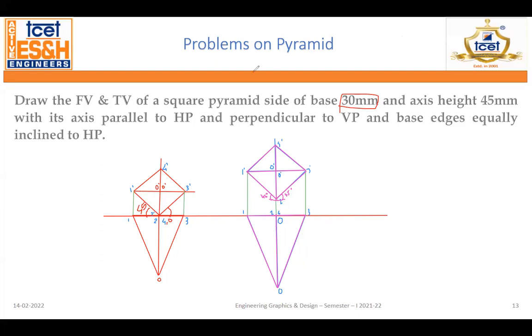The question is completed, because here it is only talking about the front view and top view, right? So this is the front view and this is the top view. Base edges are equally inclined. Axis is perpendicular to VP and parallel to HP. So everything is mentioned in this. So don't be shocked thinking, that was it?